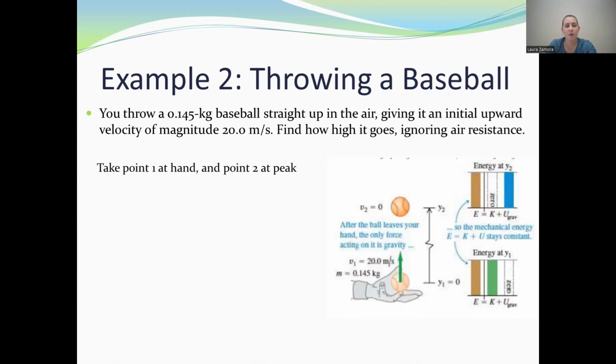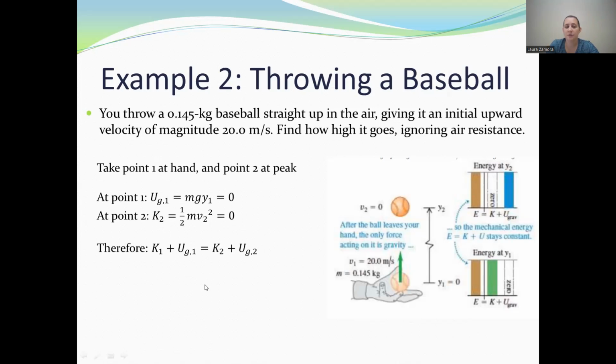Okay, so point 1 is at our hand, point 2 is at the top of its trajectory. At point 1, its gravitational potential energy is 0 because it is still at that reference height of 0. At point 2, the kinetic energy is 0 because it is no longer moving. The speed of the ball at the peak is 0.